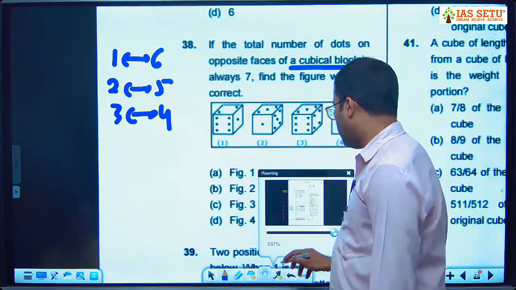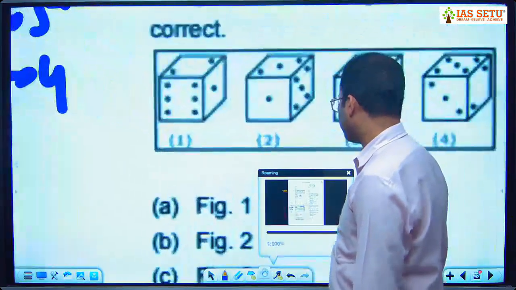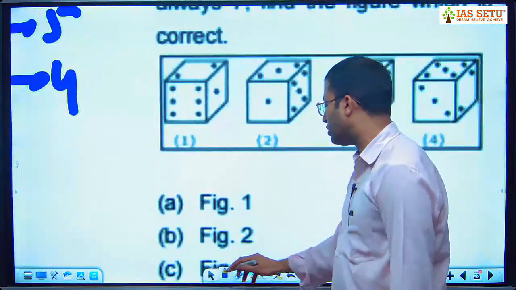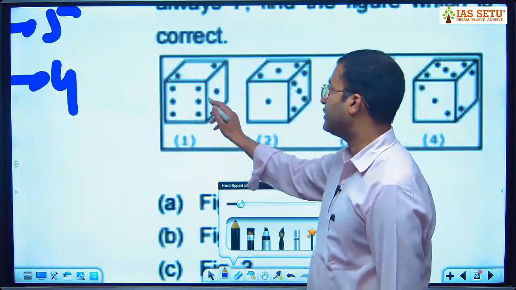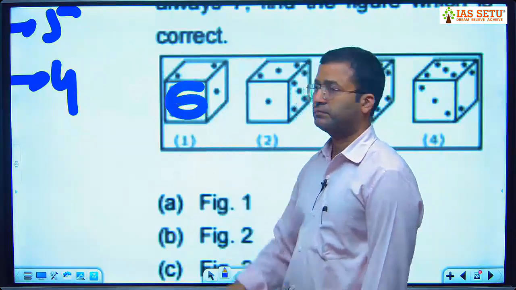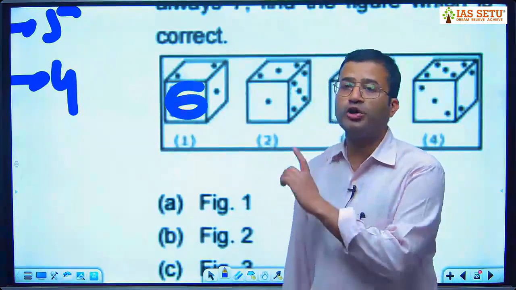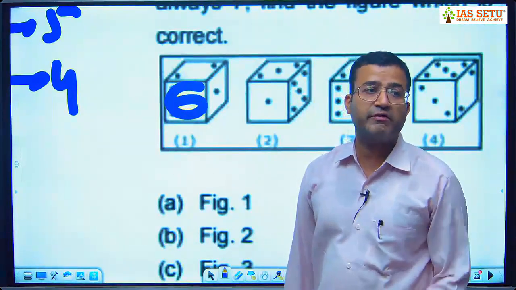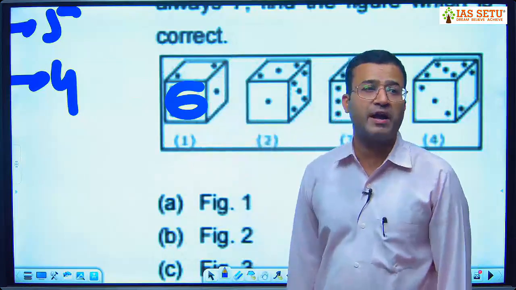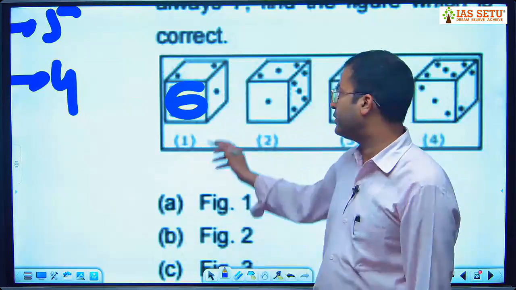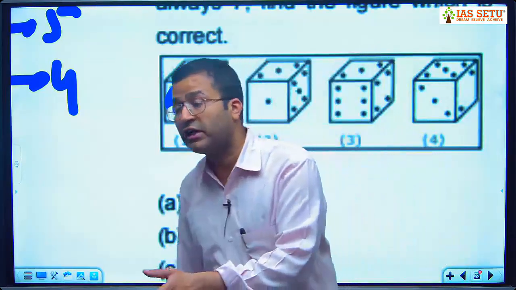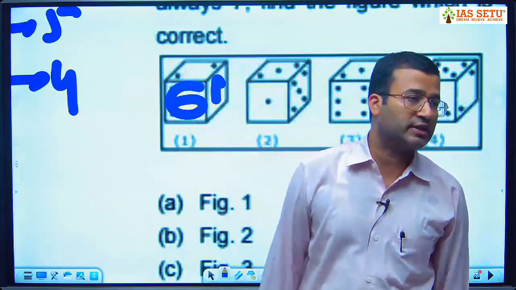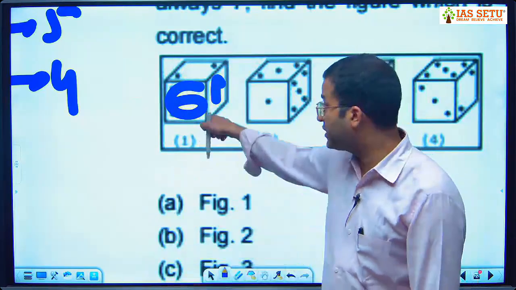So now here, what we will do, out of this given figure, which will satisfy your question, or we will see the figure which contradicts. First figure, here there are 6 dots. To have a total number of dots on opposite faces 7, tell me opposite of 6, what should I have? 1. Tell me other than 1 because 1 is already here. Can you tell me any other number other than 1 so that I get total number of dots 7? No. So it means there is problem.